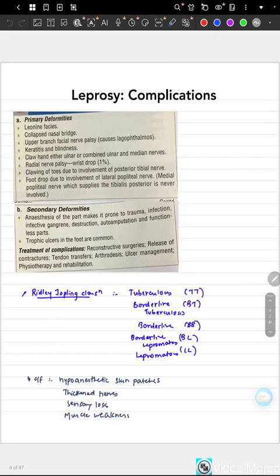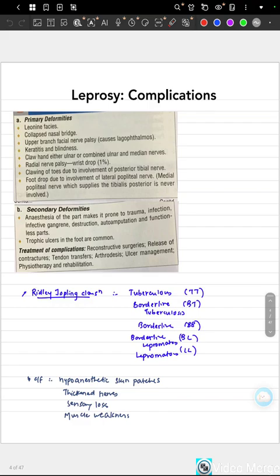Then talking about the next, that is leprosy. There is a classification called the Ridley-Jopling classification, wherein there is tuberculoid leprosy TT, then borderline tuberculoid BT, then BB, that is borderline. Then next is borderline lepromatous BL and lepromatous leprosy, that is LL. Clinical features are hypoanesthetic skin patches, thickened nerves, sensory loss, and muscle weakness.